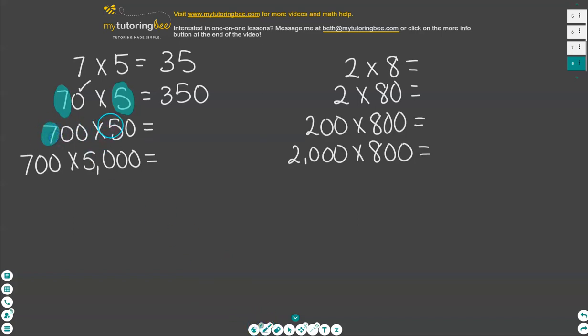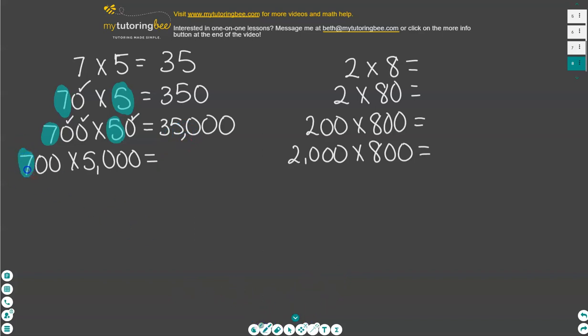We've got 700 times 50. Again, we're just focusing on that 7 and 5 first, which we already know is 35. And then how many zeros do we have? We have 3 zeros. Again, I'm not worrying about commas until we get to the end here. So we wind up with 35,000.